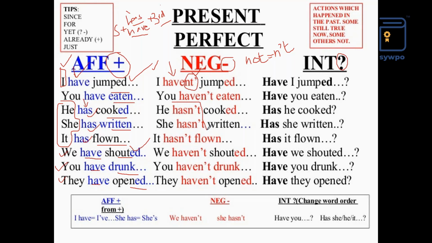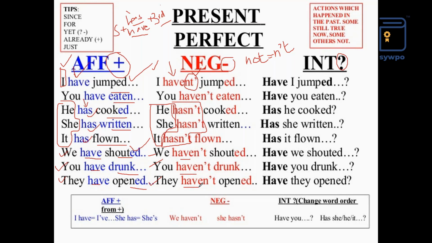Now look at this one. These are actually in hasn't. That's because these subjects are third person singular subjects. He, she, it. When we have he, she, it, we use has. Or name of one person. So he hasn't cooked, she hasn't written, it hasn't flown. Just like that, we haven't shouted, you haven't drunk, they haven't opened. We, you, and they will take have after them.